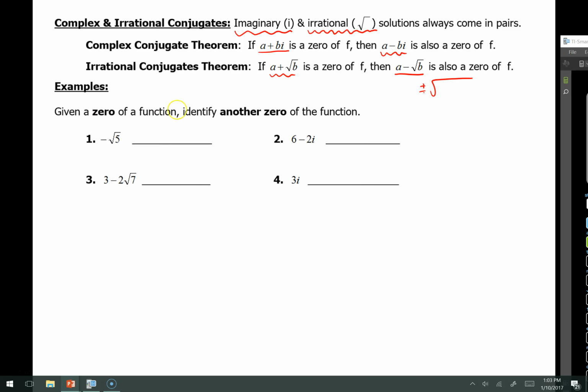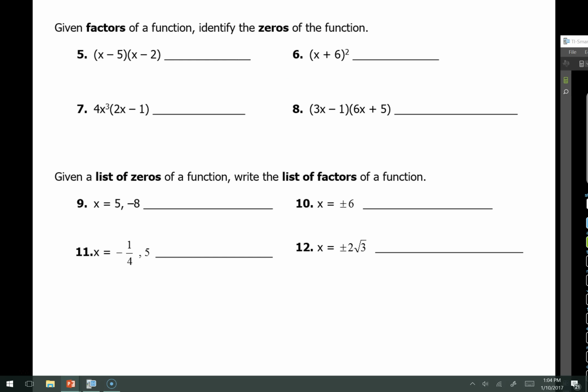If we're given a zero of the function, that means that x is equal to this number. Identify another zero of the function. So if I know that negative square root of 5 is one of my solutions, that means positive square root of 5 is also one of my solutions based on this irrational conjugates theorem. If 6 minus 2i is a solution, 6 plus 2i is also a solution based on this complex conjugate theorem. 3 minus 2 square roots of 7 means that 3 plus 2 square roots of 7 is a solution. And if positive 3i is a solution, that means negative 3i is a solution.